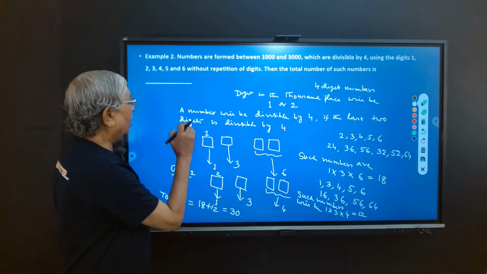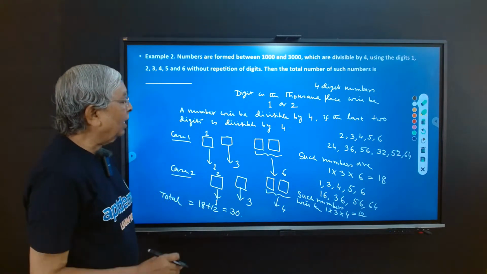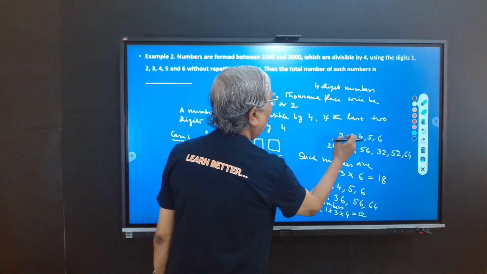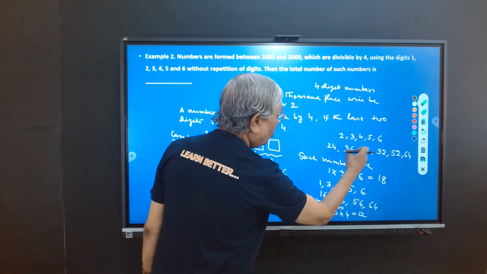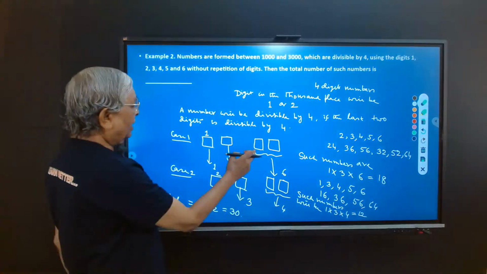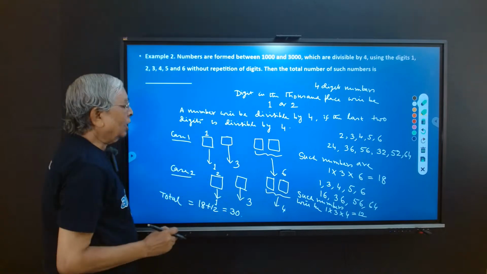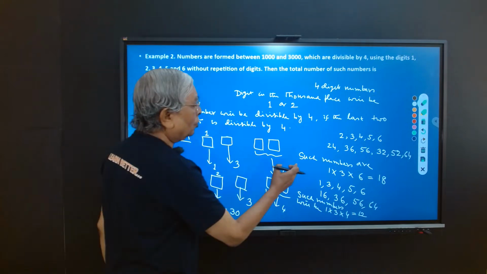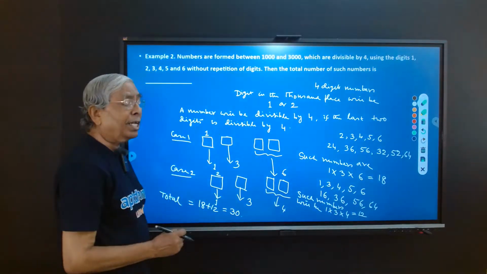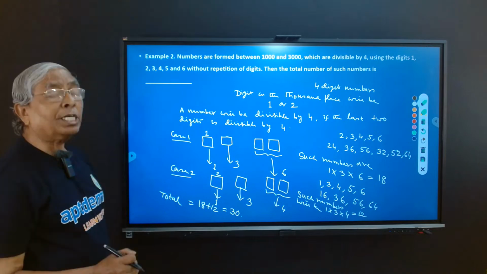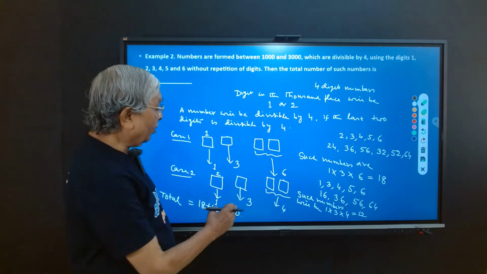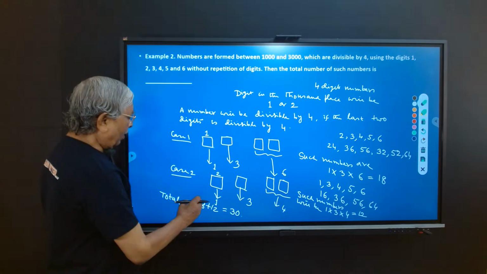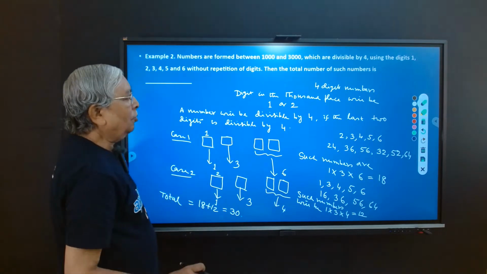So if I put 1 in the 1000 place, the last two places will be filled by 2, 3, 4, 5, 6. So the two-digit numbers are 6. For the digit in the 100 place there will be 3 choices, and here the 1. So the total number of such numbers is 18. And in the second case, similarly, taking 2 in the 1000 place, the total number of numbers is 12. So the total numbers are 18 plus 12 equal to 30.